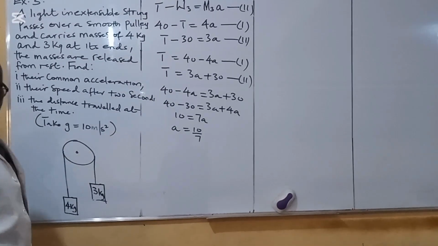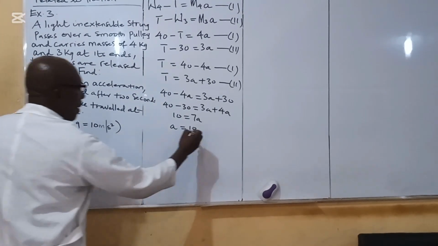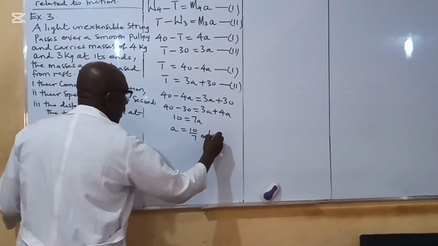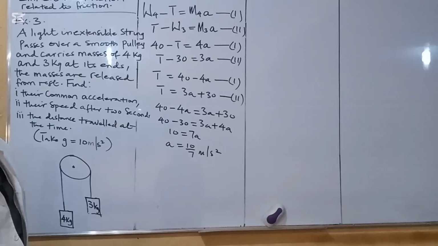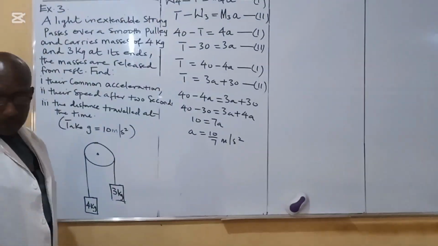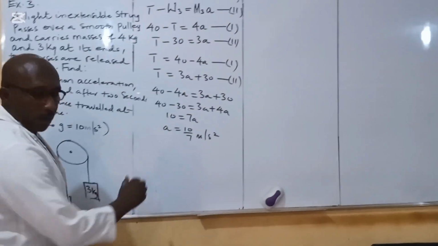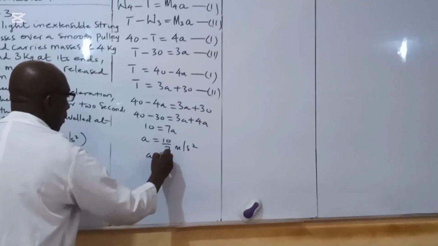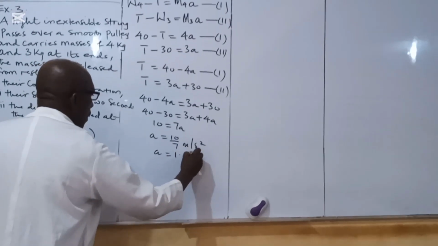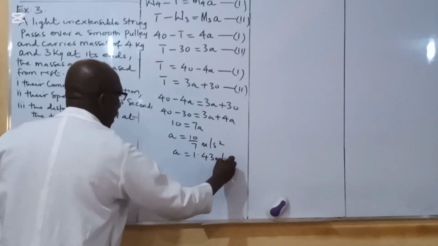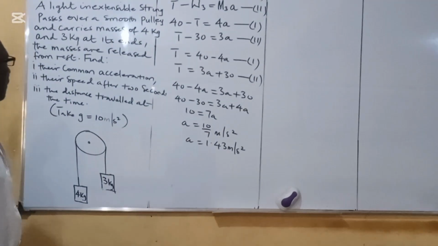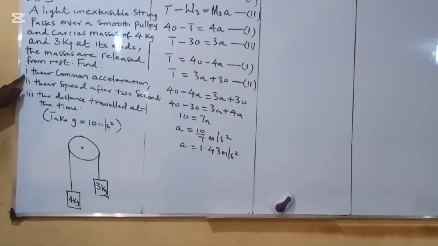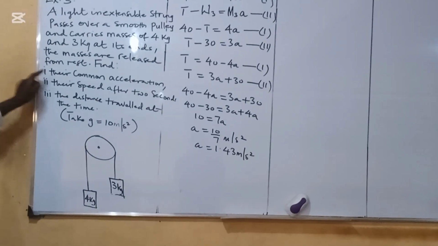Now, we have it in meters per second squared. I could divide it out and I will obtain 1.43 meters per second squared. That's the acceleration, if I divide 10 by 7. Now we are done with part 1, the common acceleration.